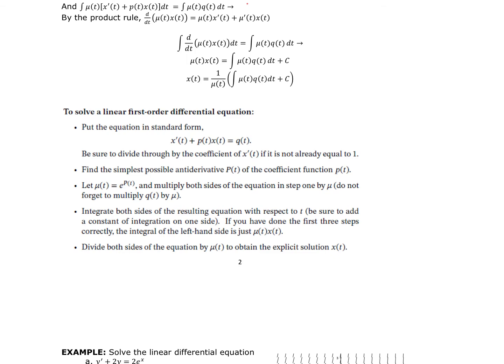Then we're going to find the simplest possible antiderivative for p of t, the coefficient, capital P of t. We're going to let mu of t equal e raised to the antiderivative of p, in other words, capital P of t. We're going to multiply both sides of the equation by mu. Do not forget to multiply that q of t by that mu as well. Then we're going to integrate both sides with respect to t. Don't forget that constant. And then when we finally get done, we're going to divide both sides by mu of t to obtain the explicit solution.